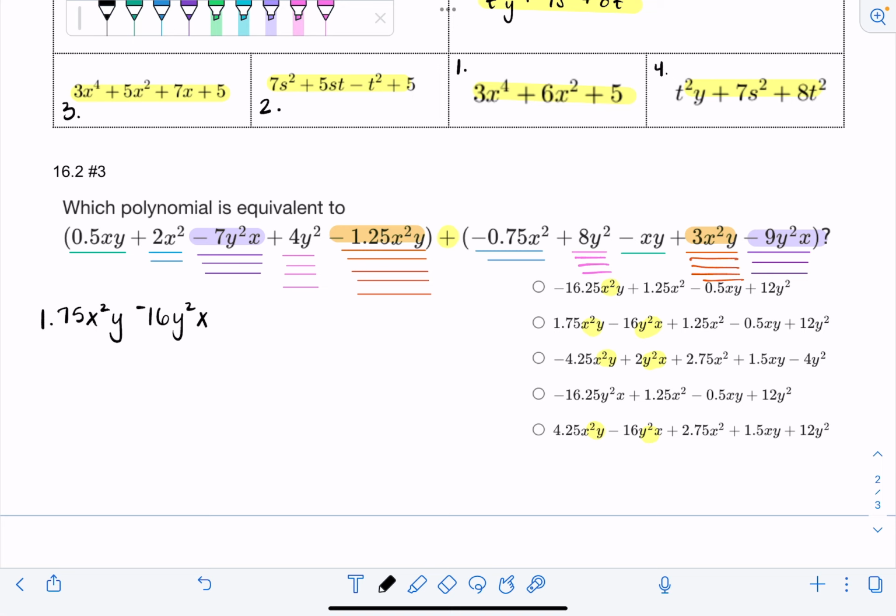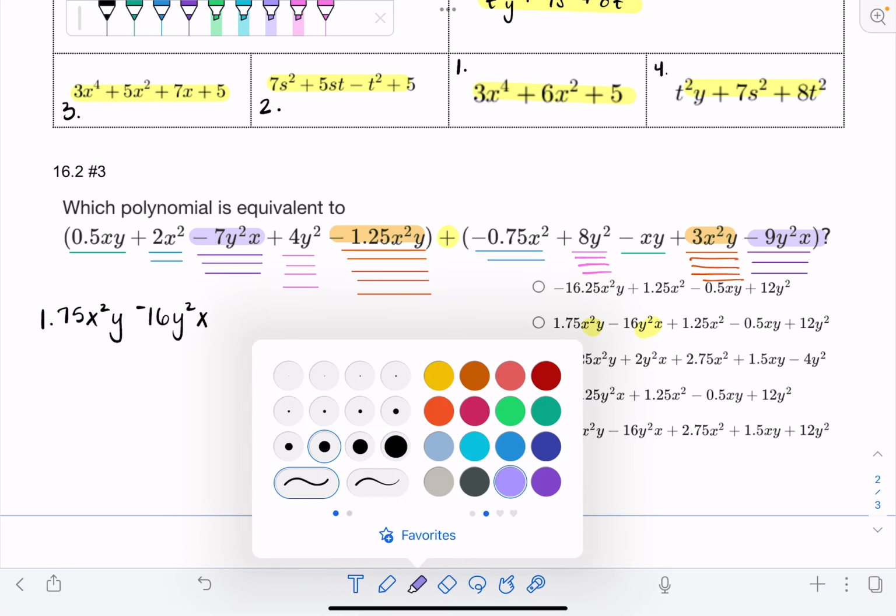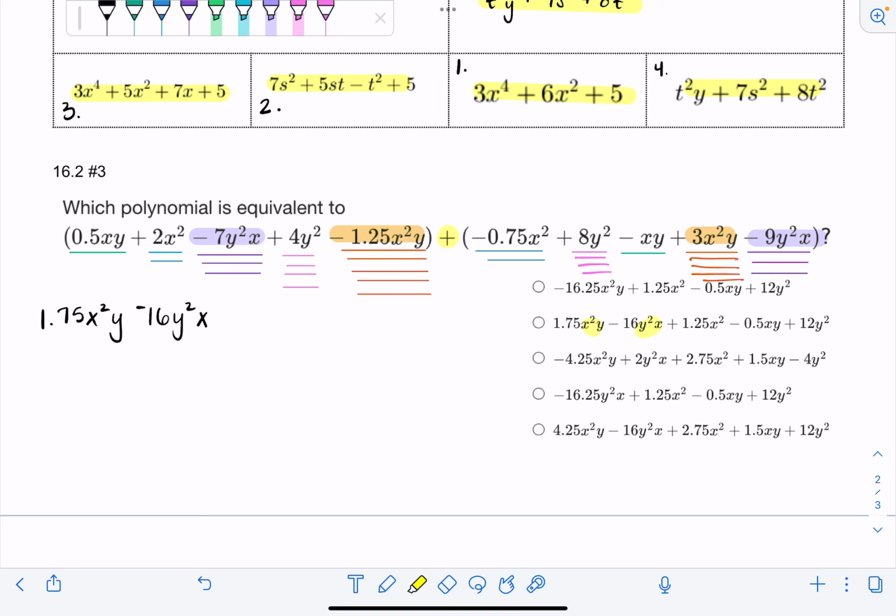And then I'm going to move on to, it's looking like it's going to be the second option, so I'm just going to keep my variables in that same order that they have, and hopefully it ends up being the same exact answer. So next is x squared. So I have a 2x squared and a -0.75x squared, so 2 plus -0.75 is 1.25, so it'd be 1.25x squared. Still doing okay.